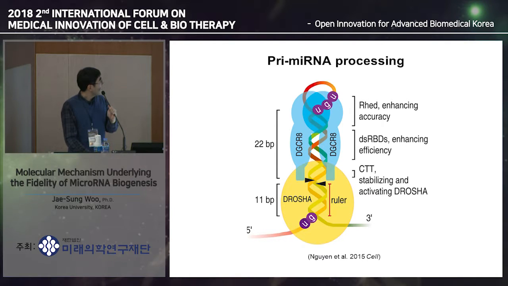We built the primary microRNA processing model in 2015, and in this model, DROSHA interacts with two DGCR8 molecules using the C-terminal tail of DGCR8, and this C-terminal tail is important to stabilize and activate DROSHA. The double-strand RNA binding domain enhances the efficiency, and the RHD domain enhances the accuracy. More importantly, DROSHA can cleave, and also it can measure the distance from the basal junction. It's about 11 base pairs.